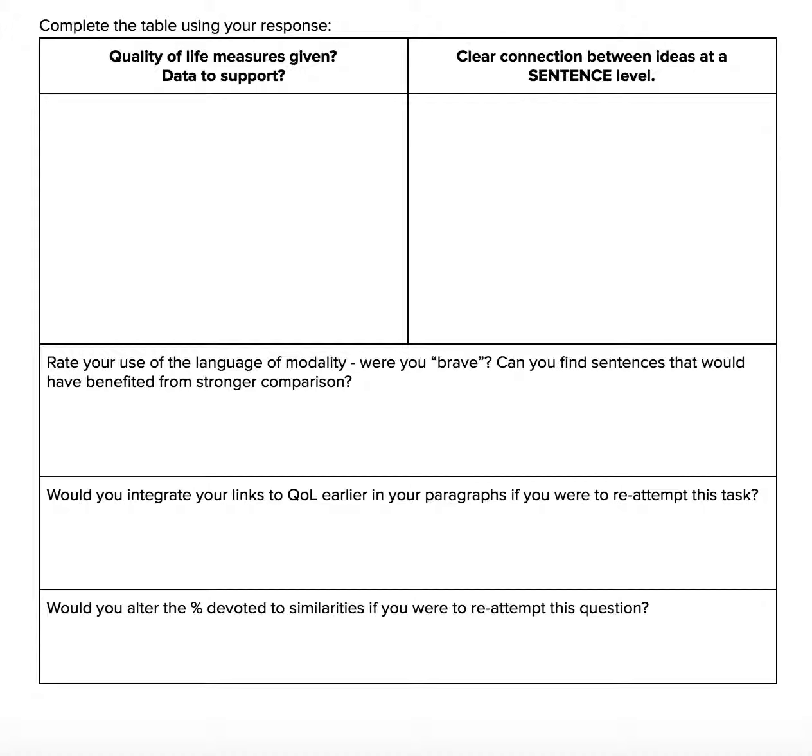Did you have a clear connection between your ideas of quality of life at a sentence level? Meaning, did you integrate those areas of employment, unemployment, and environmental sustainability with quality of life, within the one sentence? Or was your comparison at different sentence level? So you had information on employment, then later on in a separate sentence, you linked to quality of life. We want to see that connection at a sentence level, and many of you didn't do that, and that's something that we can work on.